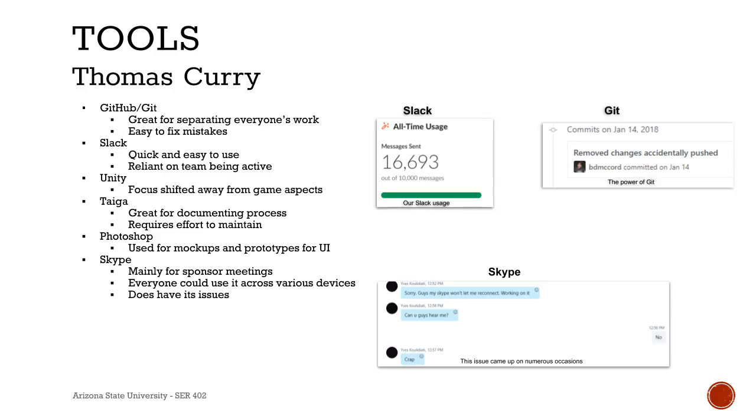One of our team members, Greg, was really great at using Photoshop to create quick mock-ups and prototypes for the UI, which was great because we could just draw something up really fast during a meeting with the sponsor and show it to him and get feedback right there. We used Skype for our sponsor meetings, and that turned out to have quite a few issues with it, but we were all able to effectively communicate across various devices, so it worked out.